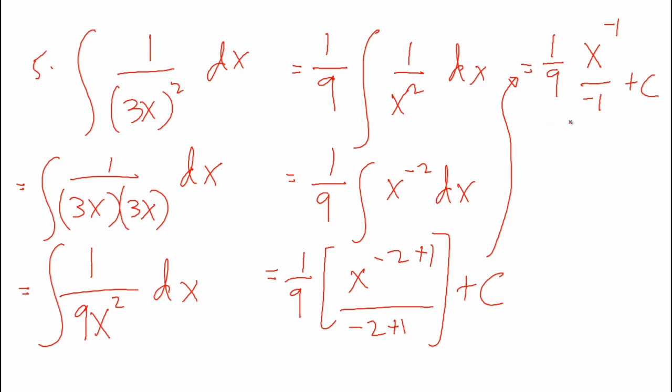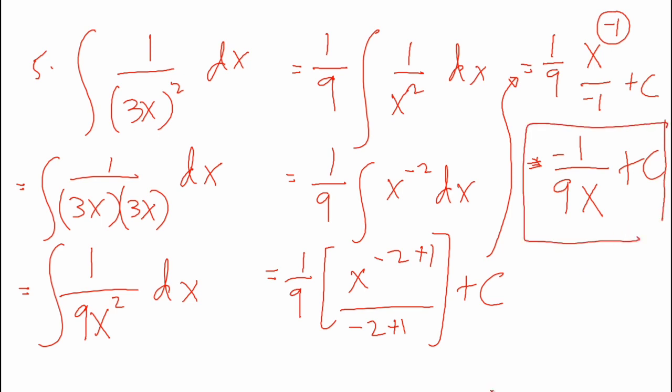So we can rewrite it as 1 over, because that's 1 over 9, so of course we have here 9. And our x has a negative exponent. To make it positive, we have to put it on the denominator, making it x here. And this is negative, so that's negative 1 over 9x plus c. So this is now our final answer for our example number 5.